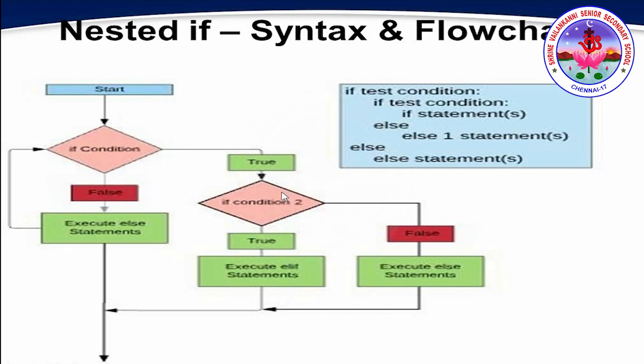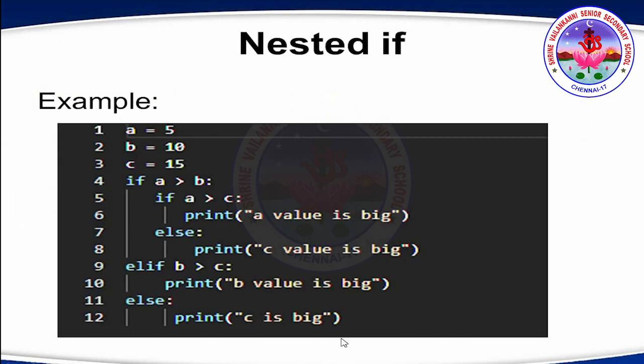So let's see the flowchart. Start, you have a condition. If it's false, then the block is this. If it's true, then the second if condition is executed. So if this second if is true, then the true block is executed. If not, the false block is executed, and the execution moves on to the next statement, which is out of the whole condition block. Okay.